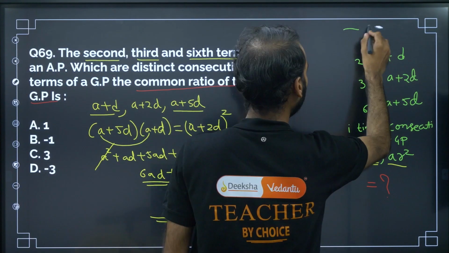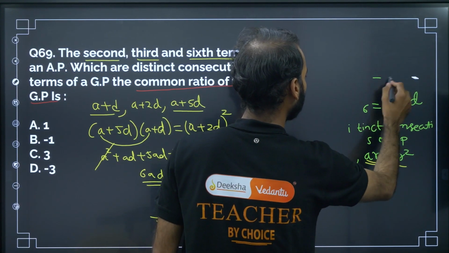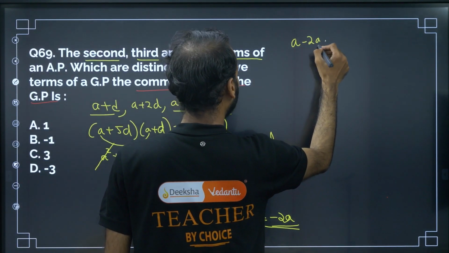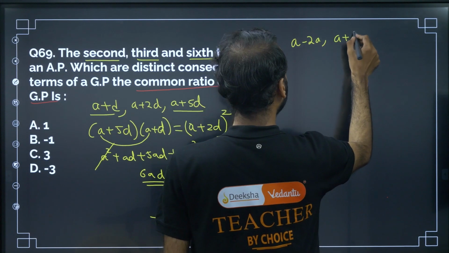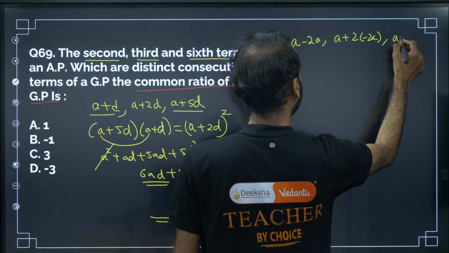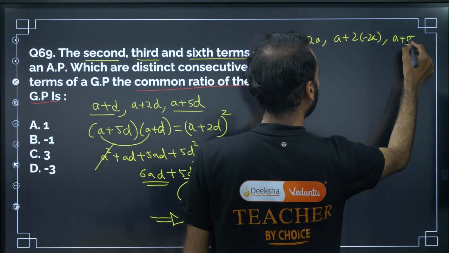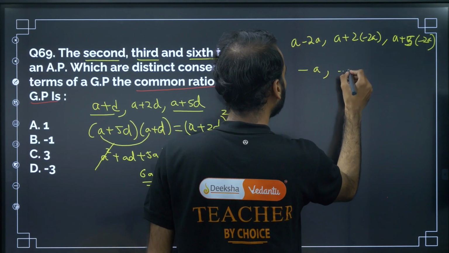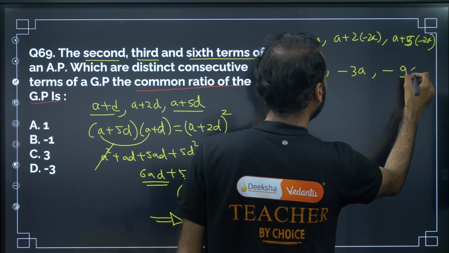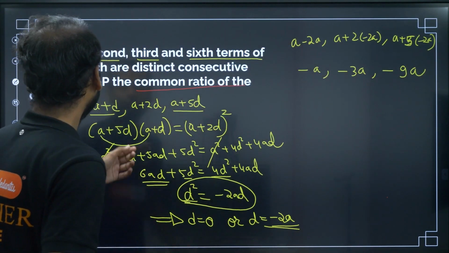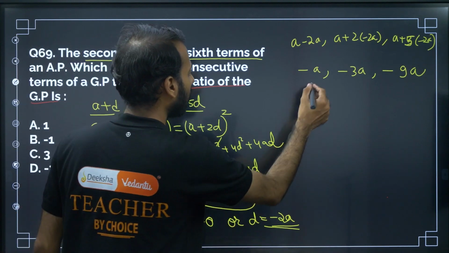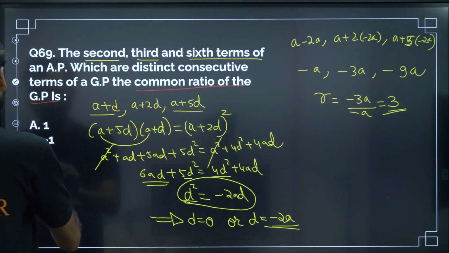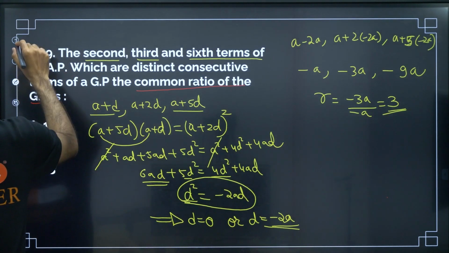Now if I come here, I am removing the synopsis. If you want, you can make a note of that. So a plus d is a minus 2a, that is negative a, then a plus 2d is negative 3a, and a plus 5d is negative 9a. Now distinct consecutive terms of a GP. If I take the ratio of this, minus 3a by minus a, it is 3. Any option with 3, C is the answer. Moving on to the next question.